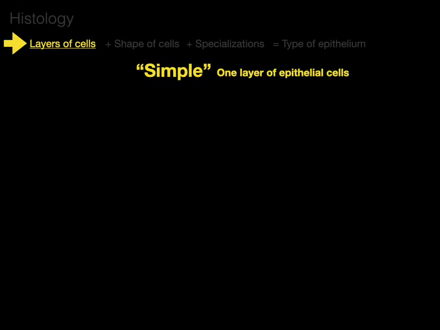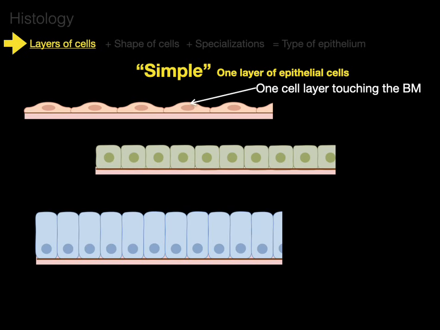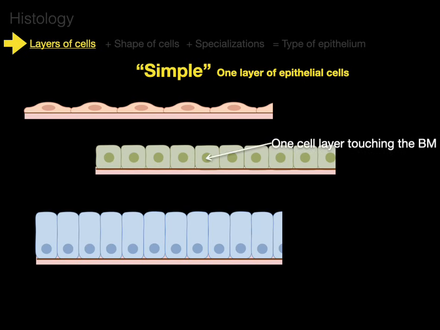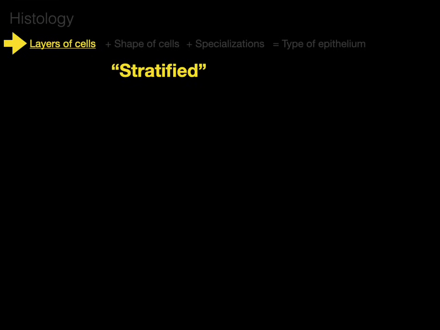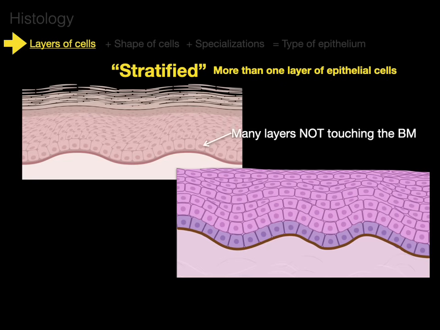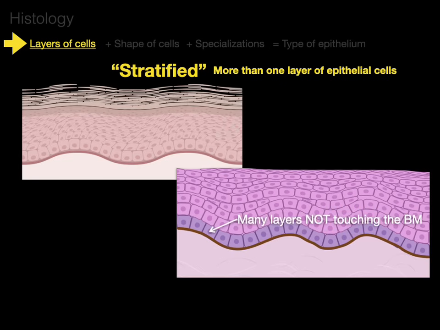The word simple is used if there's one layer of epithelial cells anchored to a basement membrane. So in each of these cases, there's one layer of cells touching the basement membrane. Now, the term stratified is used for more than one layer of epithelial cells and only one layer touching the basement membrane. So notice many layers not touching the basement membrane in both these examples.